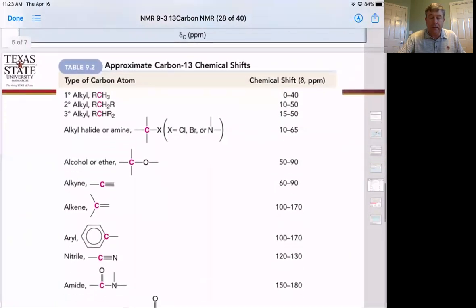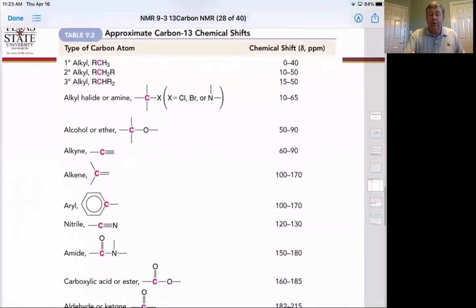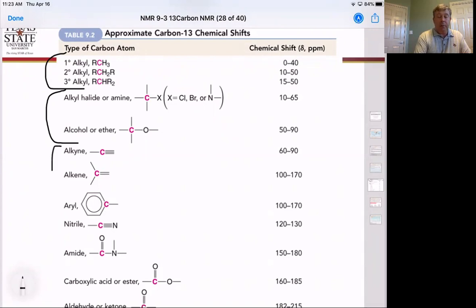Let's look at a table of those. The first thing we'll notice is our sp3 hybridized carbons right here are going to be our lowest shift, between 0 and 50 ppm. As we start adding electronegative atoms, that shifts up from that 50 range into the 60 to 90 range. By adding a triple bond or a double bond, we're jumping again into the 60 to 100 range.